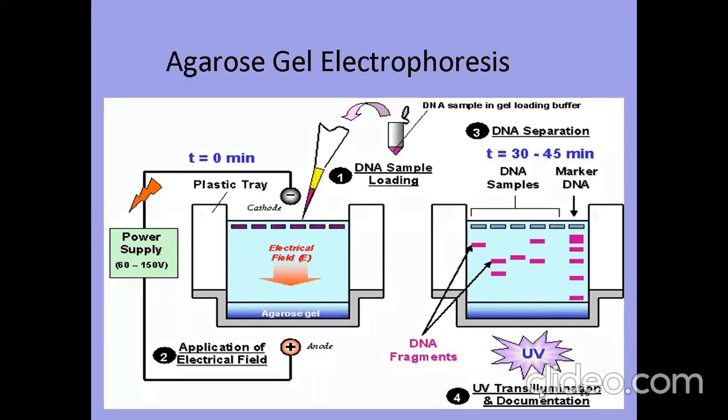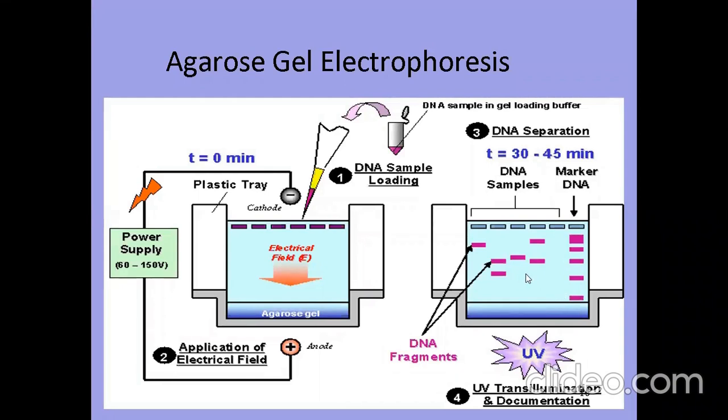Under UV transillumination, we will observe DNA bands. The lower part will be bluish in color, and this part will be red, because the ethidium bromide is released from this end and the DNA is going toward the other end. If we apply more time, it can move out of the gel.